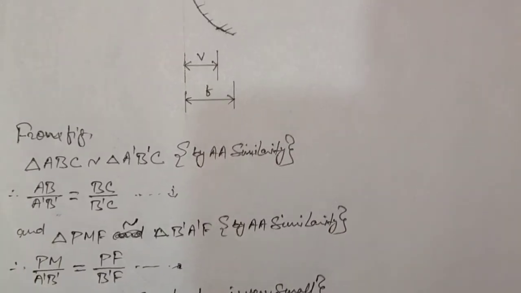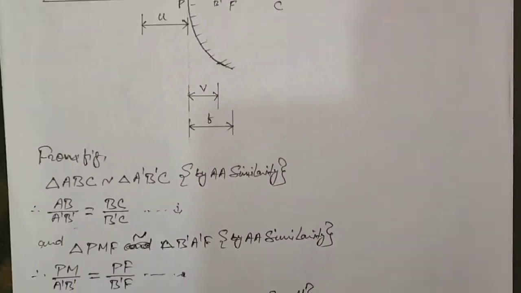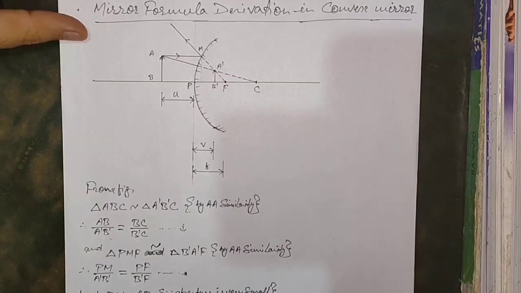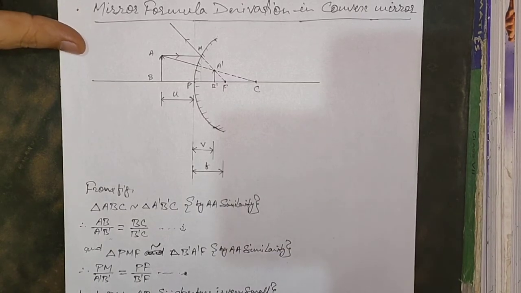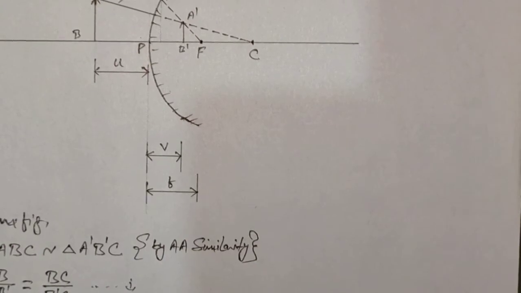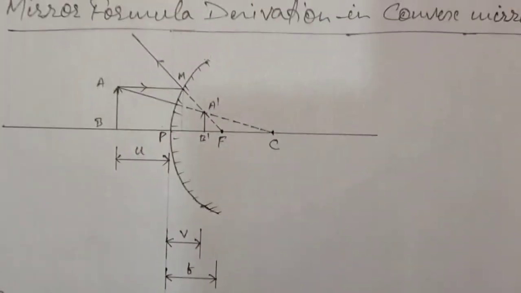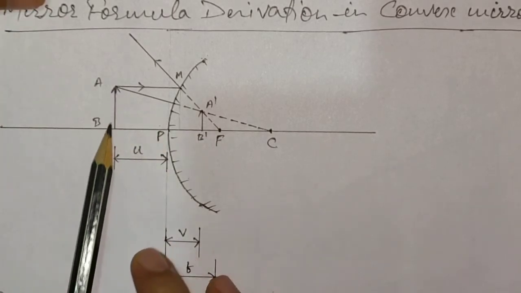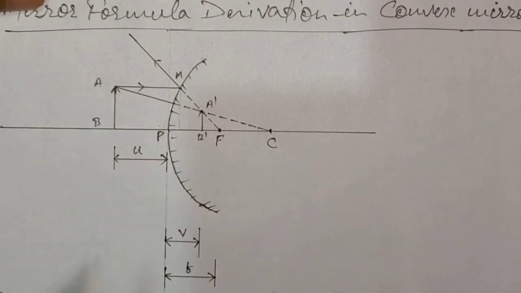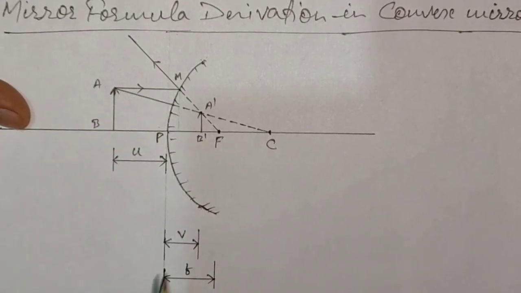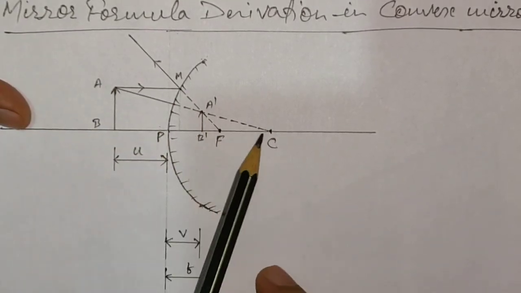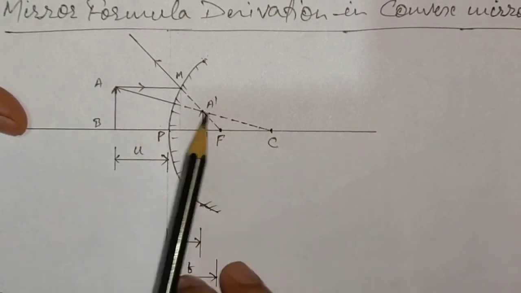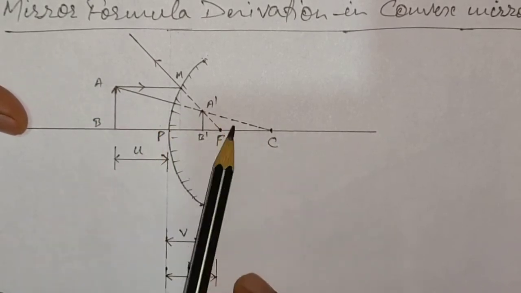Now you can see I have written something for you. See the picture. We need to focus on two triangles. I'm showing the triangles to you. Please focus. The first triangle you need to focus on is ABC, and then we'll focus on A' B' C. So ABC and A'B'C are both similar to each other.